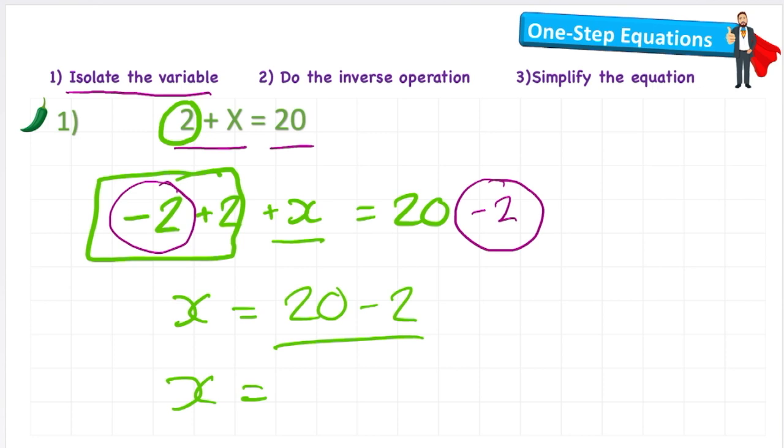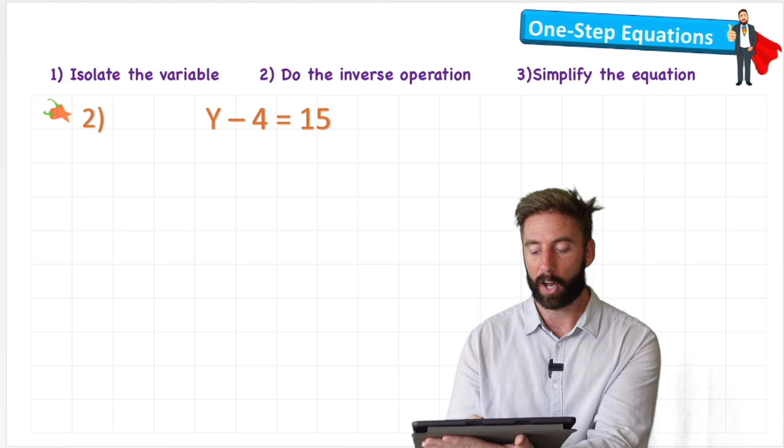So x equals 18. Let's plug it back into the equation and see if it works in place of this x. So ready? 2 plus 18 equals 20. And that is correct, so that works. Let's look at a slightly harder one with a subtraction.